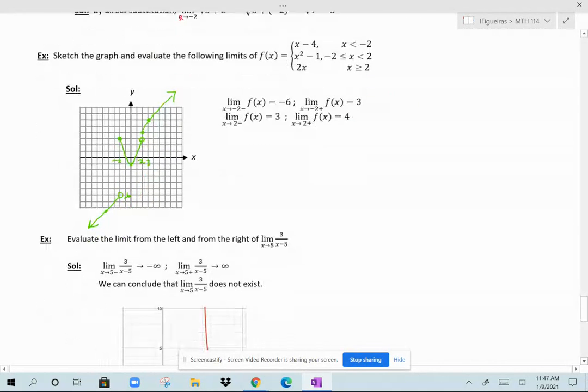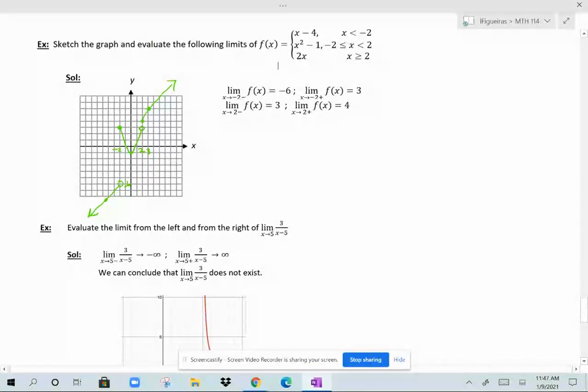All right, so here we want to evaluate the limit from the left and from the right as x approaches 5 of 3 over x minus 5. So again, we know that in this case, I can't just plug in 5. I can't do direct substitution because then I would have 3 over 0. That's undefined. So we can't do that.